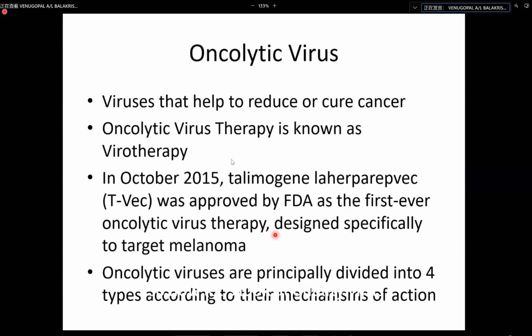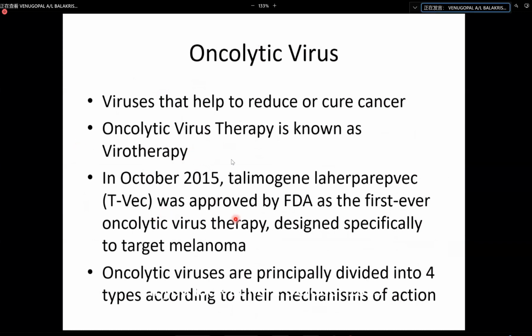Now let's look at oncolytic virus. What is the meaning of oncolytic virus? Viruses that help to reduce or cure cancer. So this is different from viruses that cause cancer. Whenever there is the term oncolytic virus, onco means cancer, lytic means lyse. So it's lysing the cancer, which means the cell will die. So what is it used for? It's for treatment purposes. And oncolytic virus therapy is known as virotherapy.